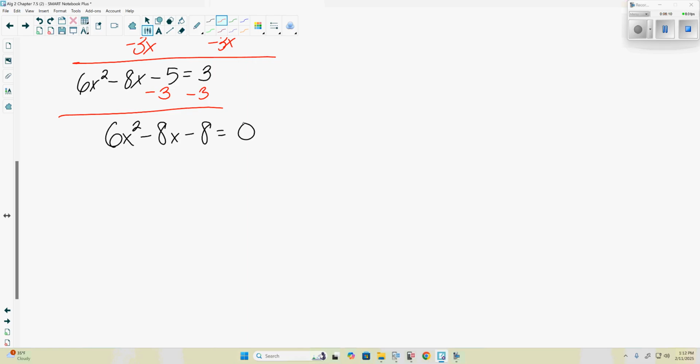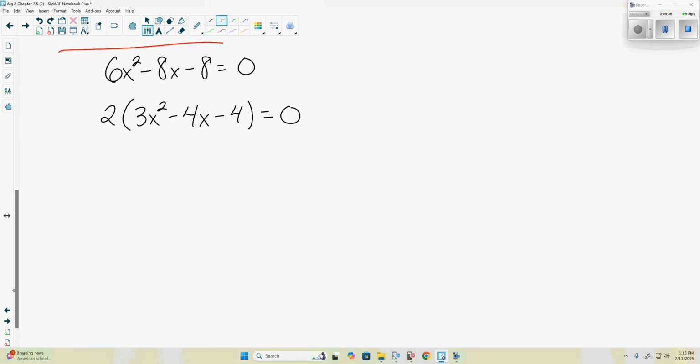Questions on this so far? Is there a greatest common factor between 6x squared, 8x, and 8? 2. We can factor it out. And if I factor the 2 out of 6x squared, we get 3x squared. If I factor the 2 out of 8x, we get 4x. And if we factor the 2 out of 8, we get 4.